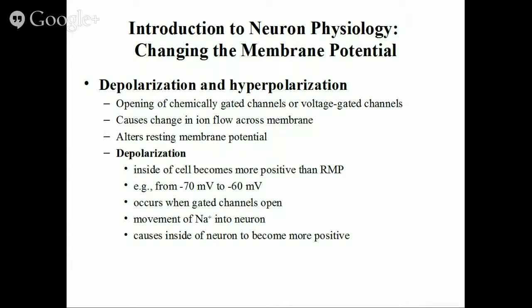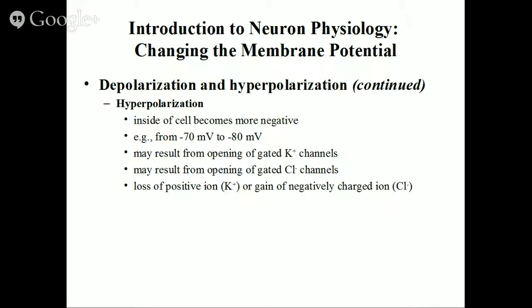So when we depolarize, the cell becomes more positive on the inside, going from -70 to -60. And this happens when the gated channels are now open. In this case, these are voltage gated channels, which are allowing more positive ions such as sodium into the neuron. And so it becomes more positive. Now, hyperpolarization is when the cell becomes more negative.